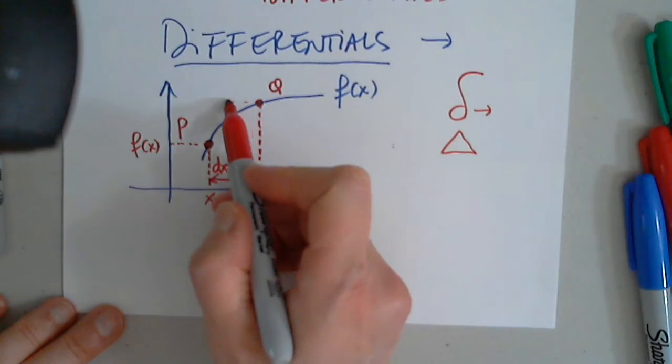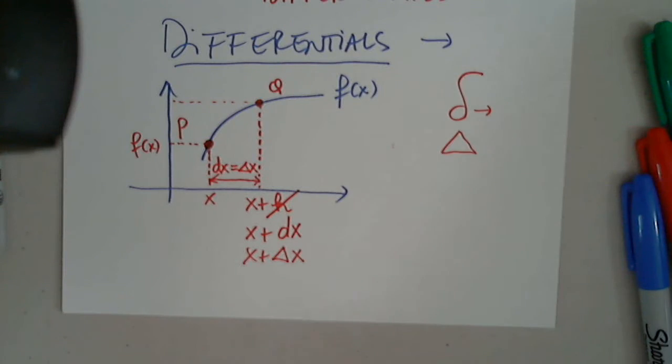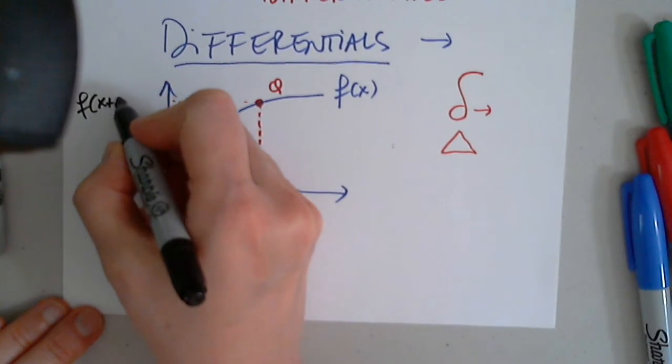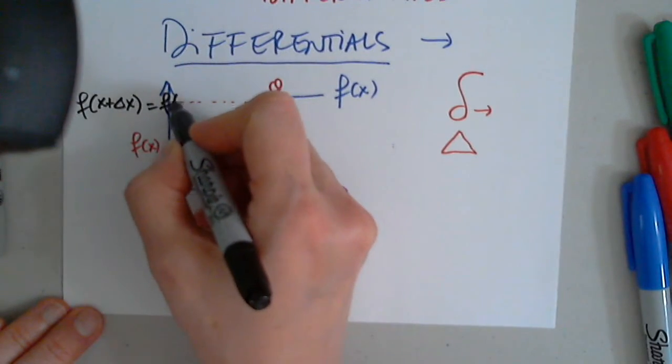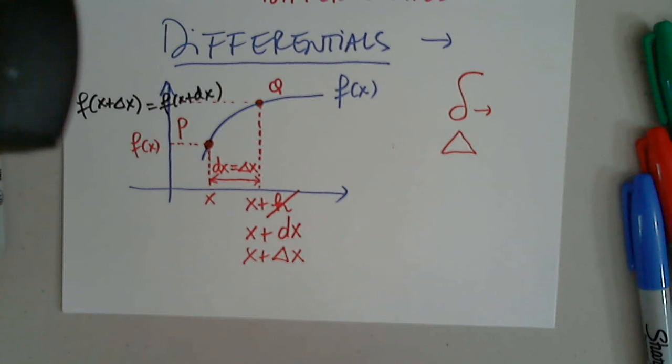So then, of course, can anyone give us the y coordinate of Q? f of x plus delta x. f of x plus delta x or f of x plus dx, they are the same. Perfect. Thank you. Okay. So stay with me. This is not complicated, but I just want you to pay attention.